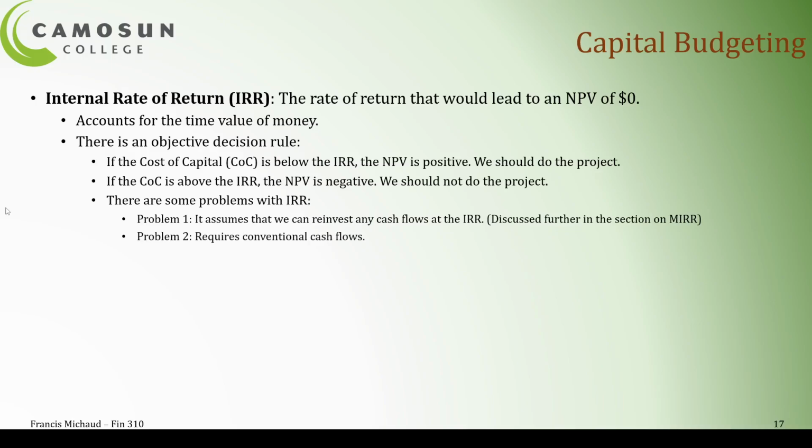Problem two is that we need to have conventional cash flows in order to use the IRR. This is linked to what I discussed about the objective decision rule above. Problem three is that we cannot use the IRR to compare projects. If we want to compare projects, we can use the NPV, or the profitability index, which I'll talk about a bit later, but we shouldn't be using the IRR.